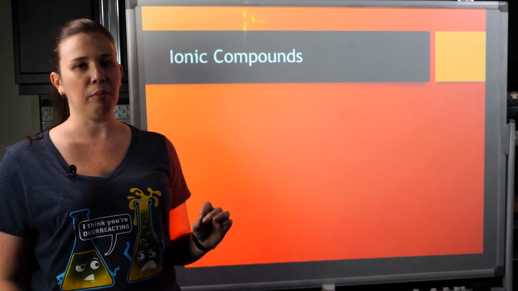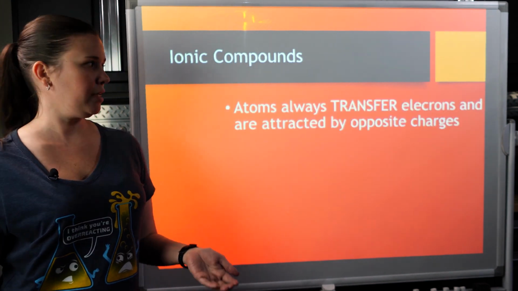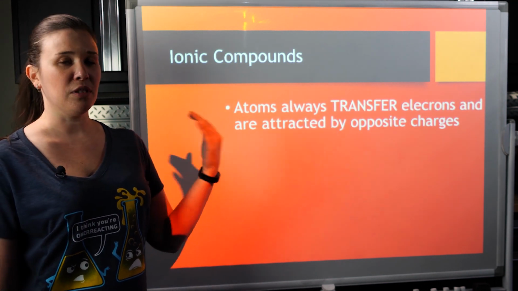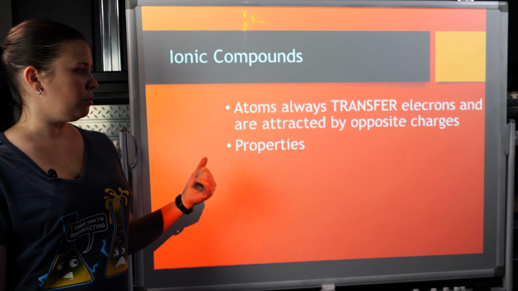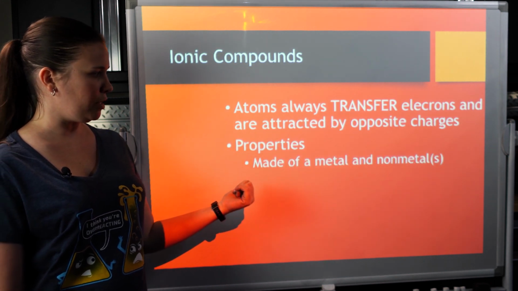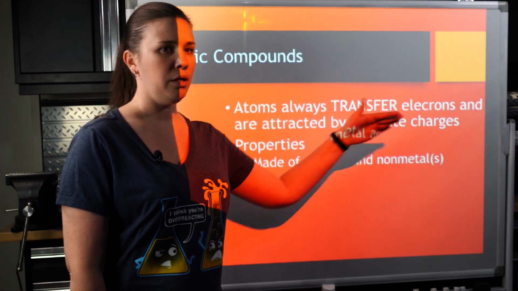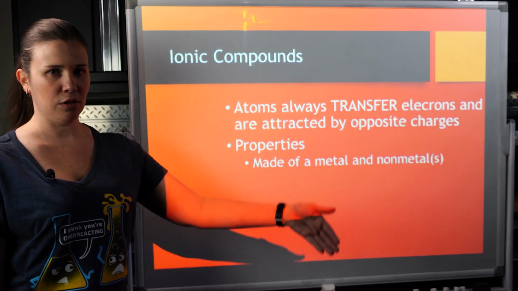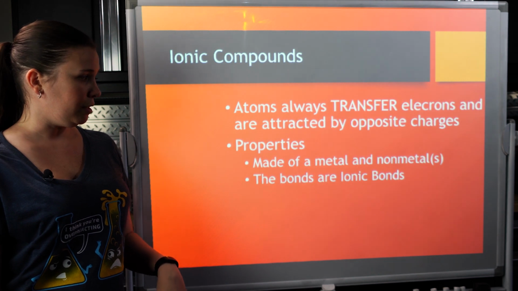So just a quick recap about which compounds would fall in this category. These would be the type of atoms that transfer electrons. So the things that transfer electrons would be a compound that has part metal and part nonmetal, like sodium chloride. The sodium would give up an electron, the chlorine would gain it. This would be an ionic bond.